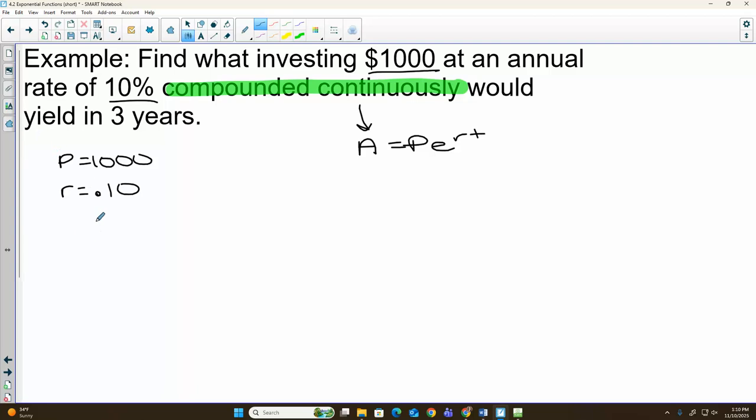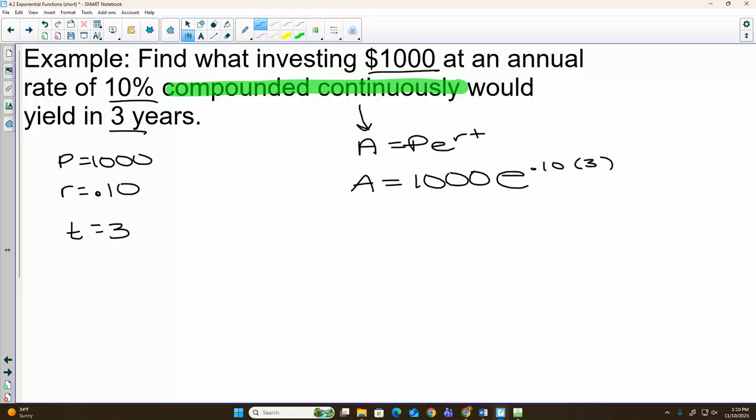Would yield in 3 years. So 3 is my T. So we plug those in. We know P, R, and T.